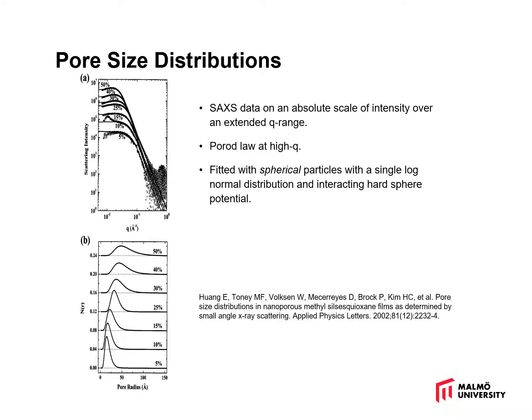And as a final word on calculating scattering, I have this interesting example where this is just pores of different sizes in a matrix, and in this case they've assumed the pores are spherical, and they've just fitted a size distribution over the pores, and this works quite effectively.